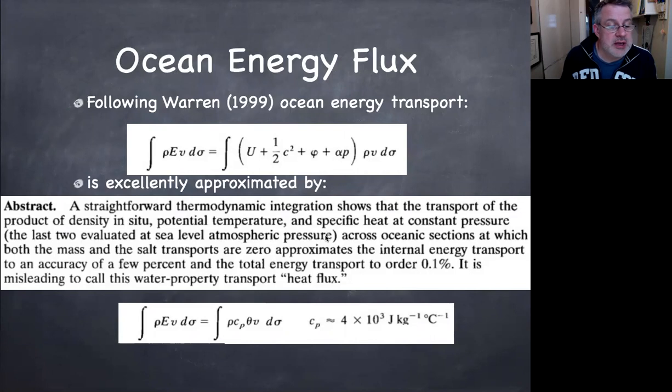So this paper in 1999 is that. So if you wanted to calculate some of those pieces when we get to the meridional overturning part of our story, you could do it with this simple relationship where the amount of energy transported, the flux of energy, looks like this.